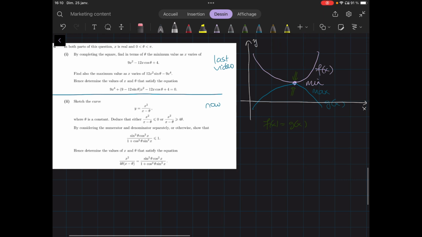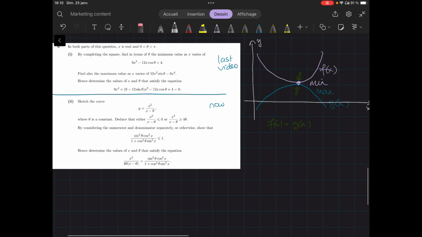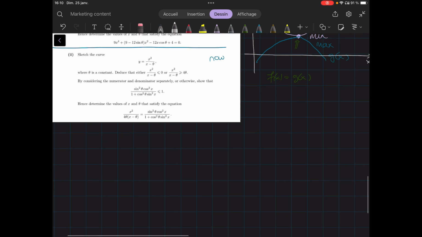So let's see how we can further take this idea to solve part two. Part two. This is a great exam strategy as well, because as you can see, the first part of question two is actually very, very routine. We just want to sketch this function.